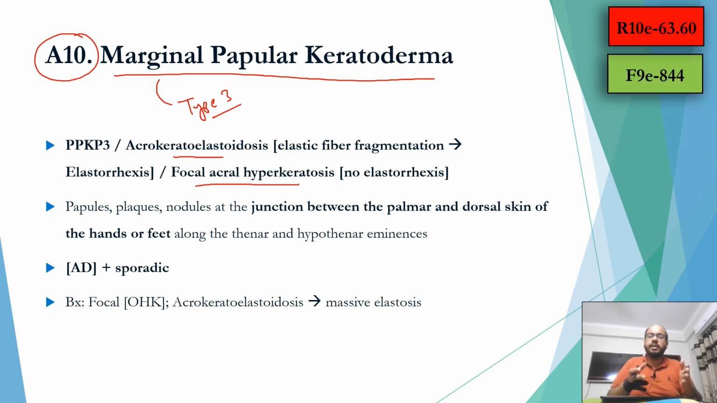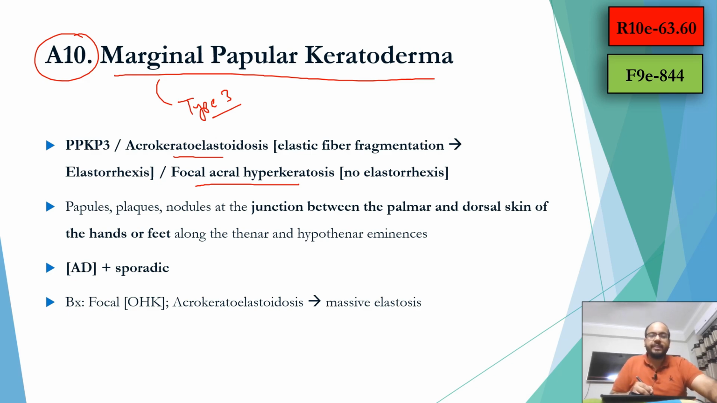Marginal PPK, or marginal papular keratoderma, is a heterogeneous group in which some patients might show destruction of elastic fibers on biopsy, and then the disorder is known as acrokeratoelastoides. And some patients might not show any elastic damage, and then they are known as focal acral hyperkeratosis, but both have the same problem as marginal papular keratoderma.